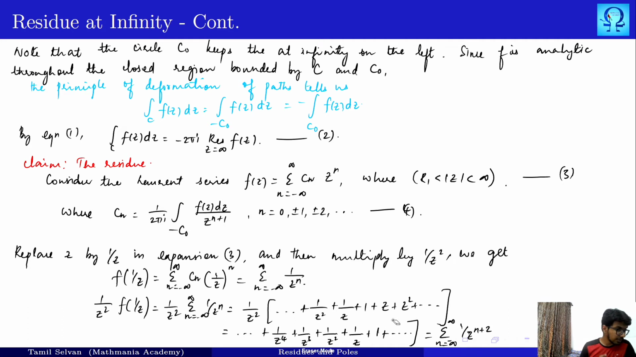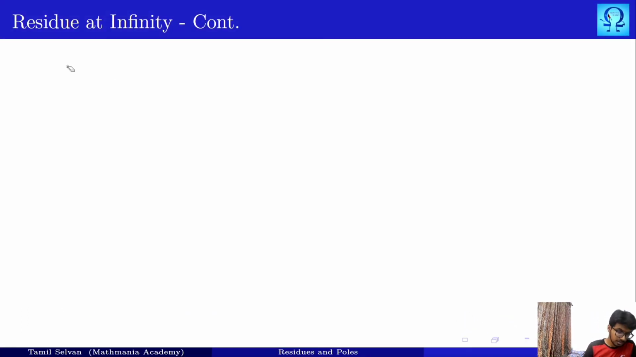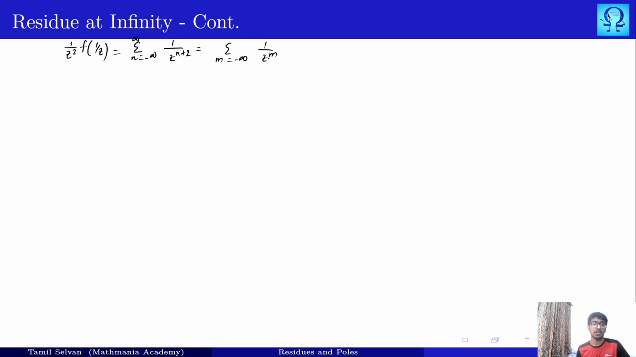Okay, so we have written till this, and when we wish to change this to something else, that is 1 upon z squared f of 1 upon z is summation n runs from minus infinity to infinity of c_n times 1 upon z to the power n plus 2. When we change this to, let me have it as m, 1 upon z to the power m. This is what I wish to have. Okay, so I take n plus 2 as m, which means what?